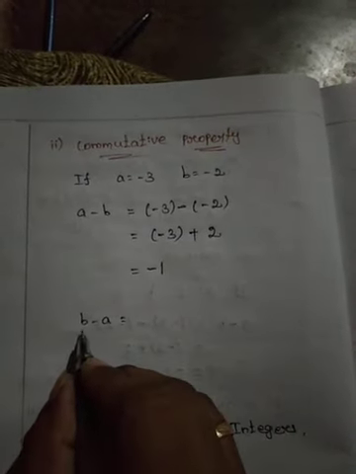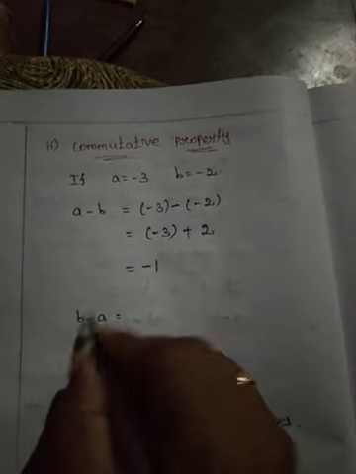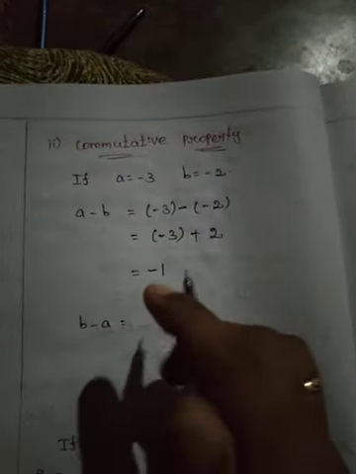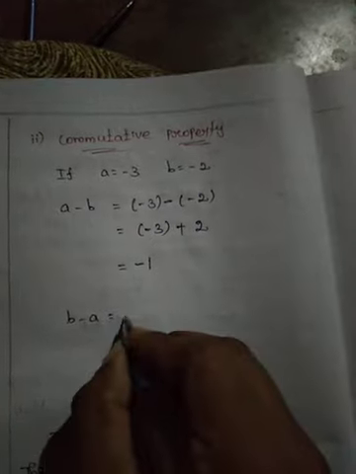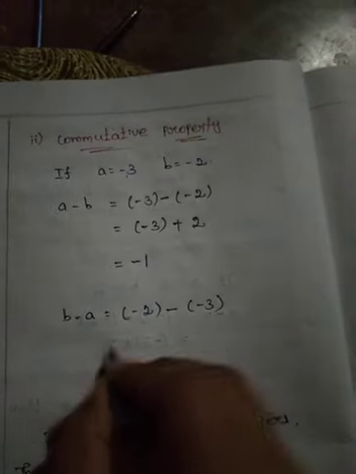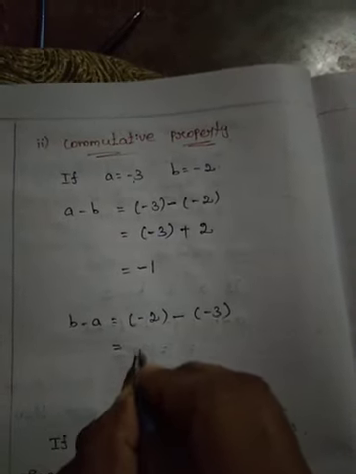Okay. Next, see b minus a. What is the value of b? Both are equal, but the digits are alternated. Okay. The value of b is minus 2. Then minus the value of a, which is minus 3.